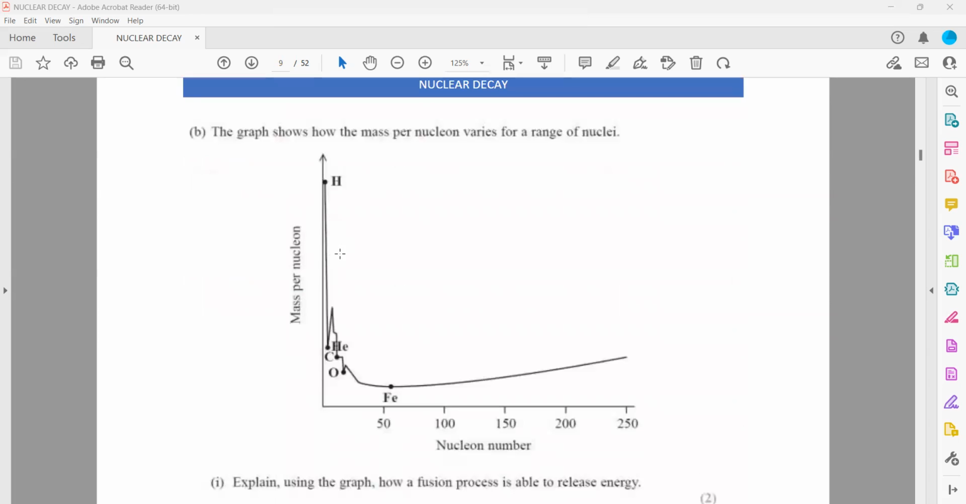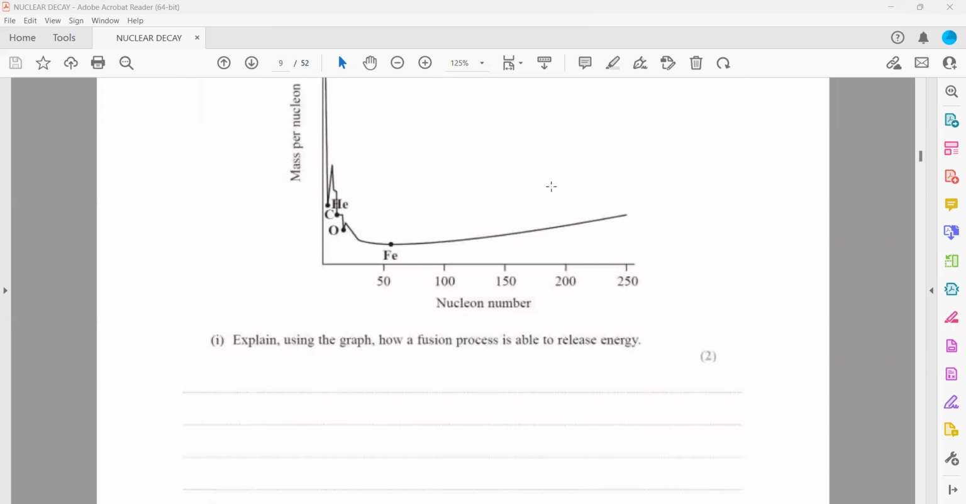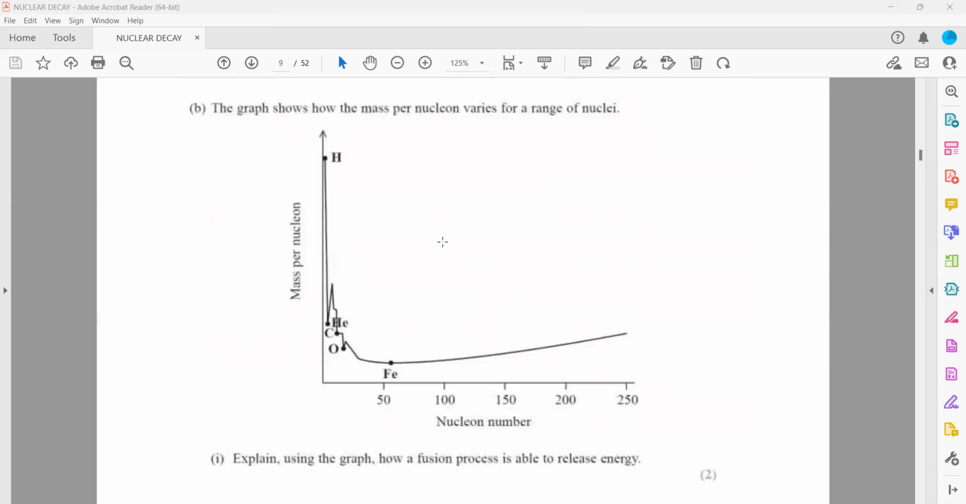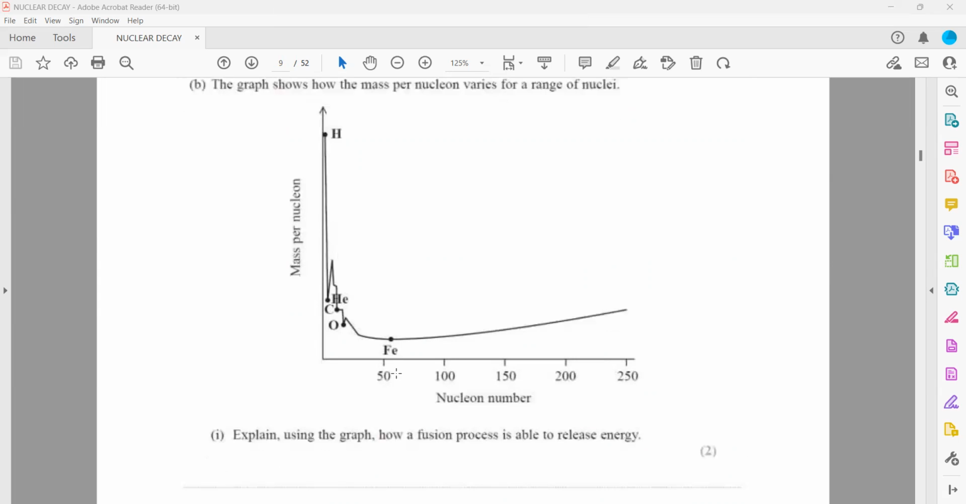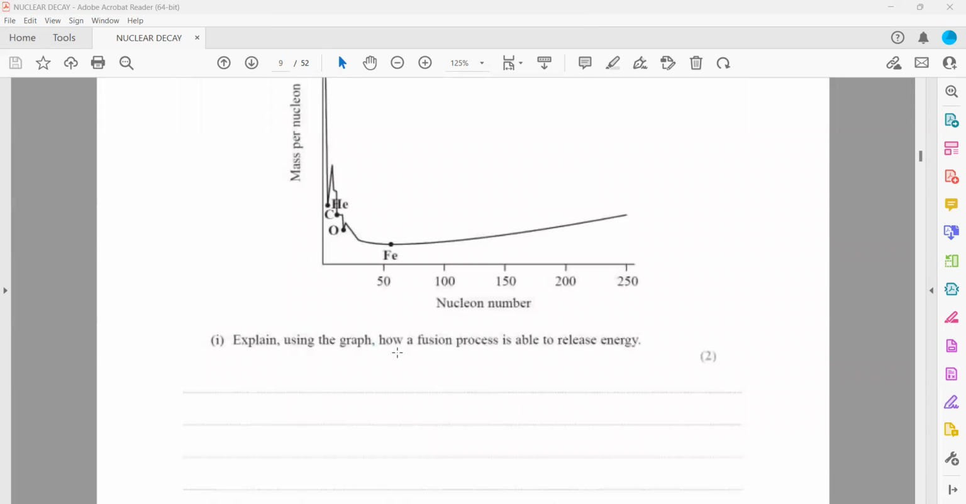The next question: the graph shows how the mass per nucleon varies for a range of nuclei. Explain using the graph how the fusion process is able to release energy. So for mass per nucleon here, iron has the least mass per nucleon, or the most binding energy. So how does this release energy?